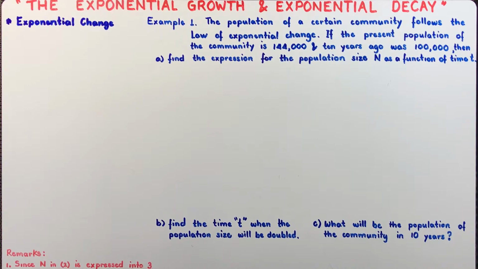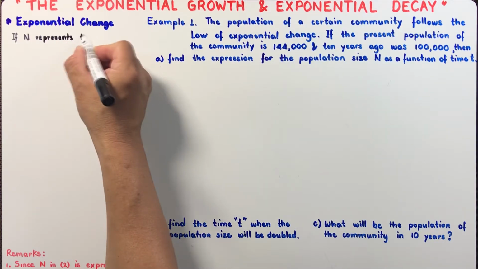The law states that the time rate of change of the quantity N at a time t is proportional to its amount N. And there are two types of these processes which will be considered here: the exponential growth and the exponential decay.